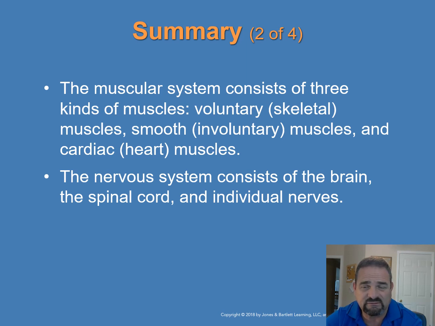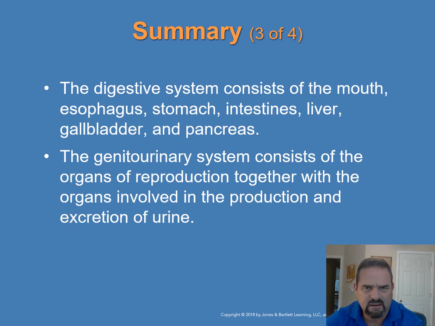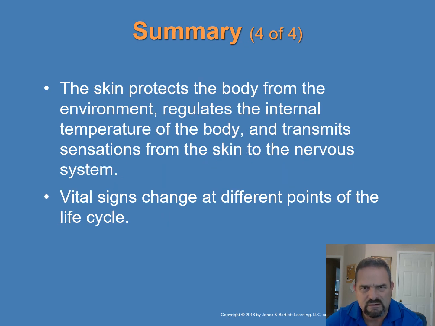We also talked about the nervous system, how it consists of the brain, the spinal cord, and individual nerves. We also went over the digestive system, which consists of the mouth, the esophagus, the stomach, the intestines, the liver, the gallbladder, and pancreas. The system breaks down the usable food for use by the body and eliminates the solid waste. We also discussed the genitourinary system, which consists of the organs of reproduction, together with the organs involved with the production and excretion of urine. And then finally, the skin covers all parts of the body.